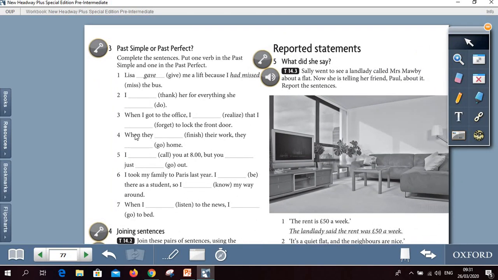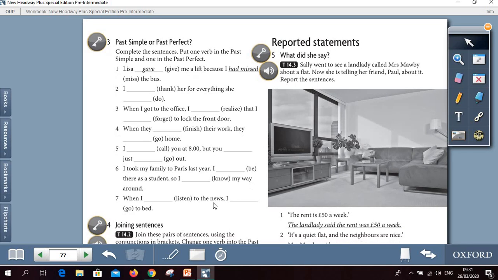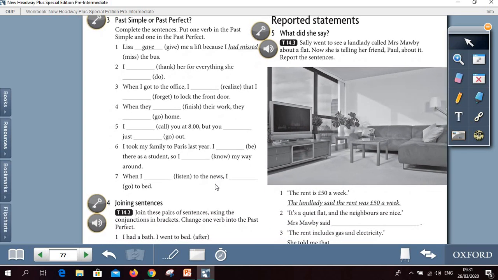Question 3 is about past simple or past perfect. So we'll complete the sentences, put one verb in the past simple and one in the past perfect. Of course, we must know what action took place first in order to know the tense that we should put it on.